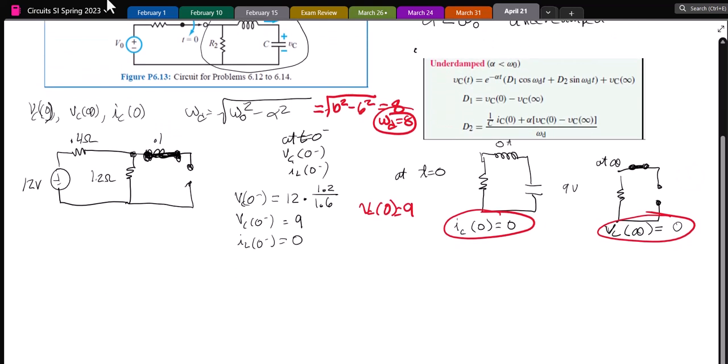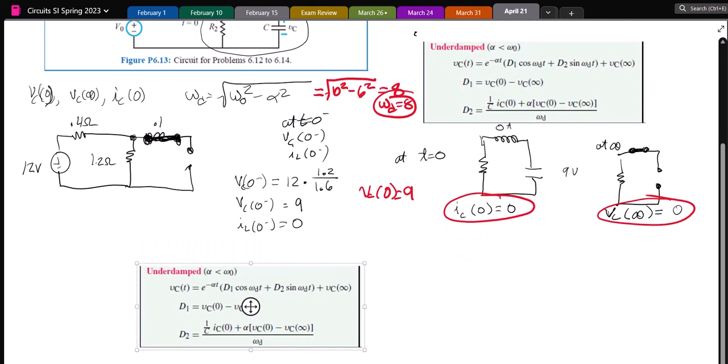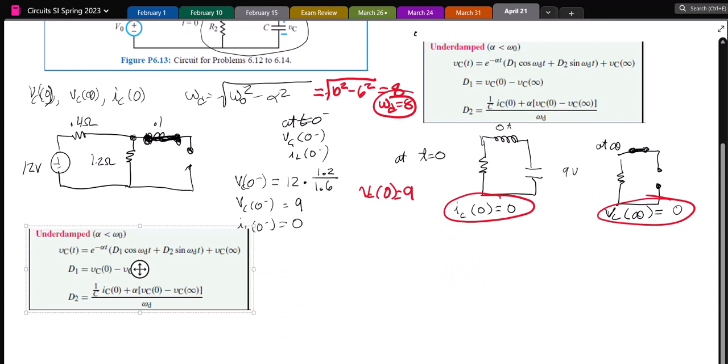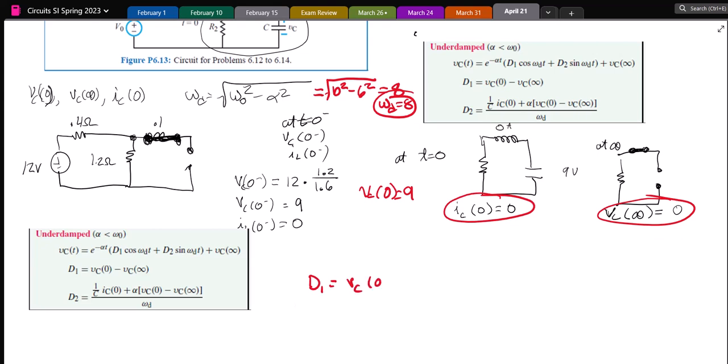Oh, because VC of 0 minus and VC of 0 are the same. I just copied that here again. All right, so now let's get D1. D1 is VC at 0 minus VC at infinity, which is 9 minus 0, which is 9.